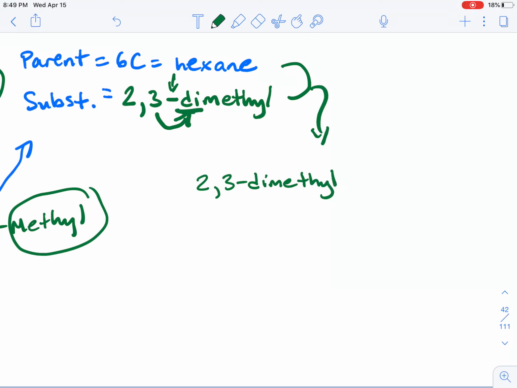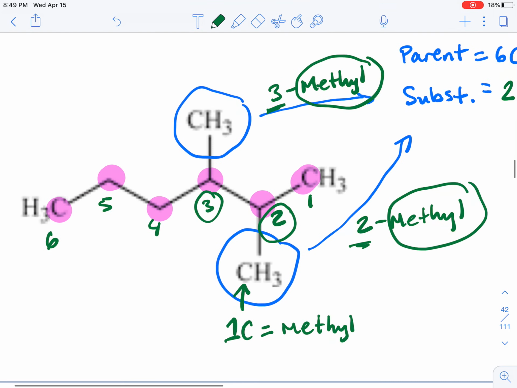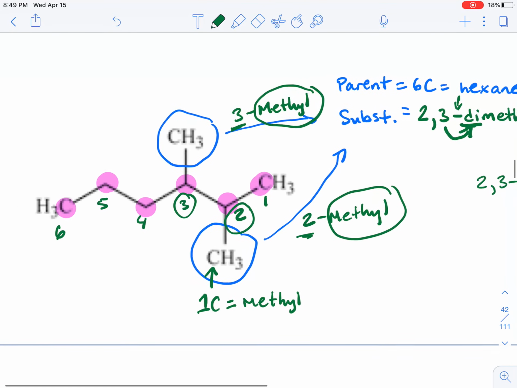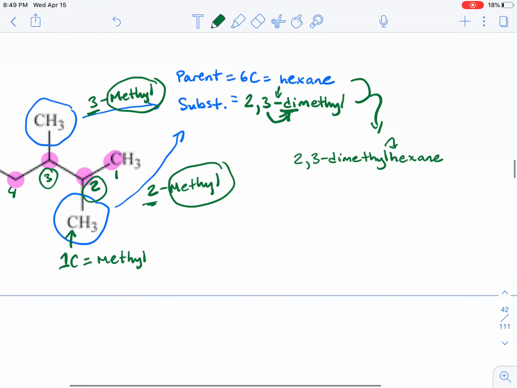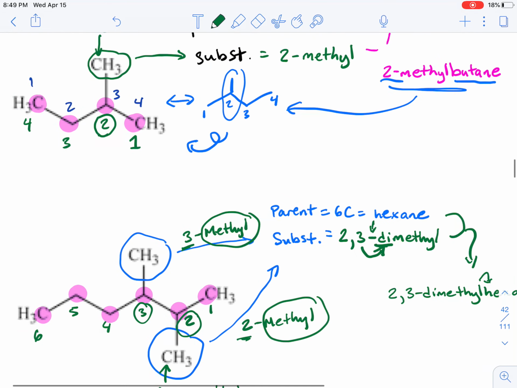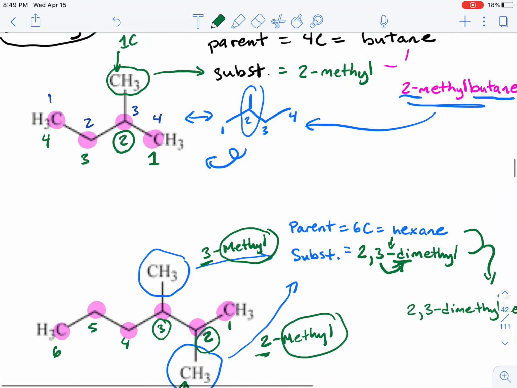And then since I'm going from the letter L to the letter H, everything is just one word, letter to letter, no space. So it's 2,3-dimethylhexane. So this is going to be the name of this organic compound. Okay, so hopefully it's starting to make sense, and things are being pieced together.